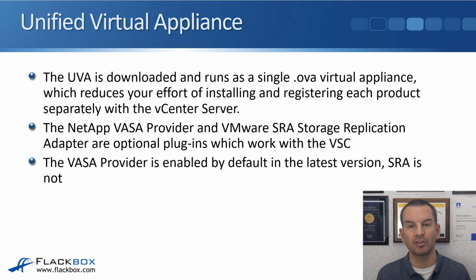So the way that it used to be done was that each of those 3 components used to come as a separate software package, and you had to download and install them separately, which was a bit inconvenient. But now with the new UVA, it comes as a single virtual appliance, and it all gets installed in one go, which makes it easy to do the installation. The NetApp VASA provider and VMware SRA storage replication adapter, that was the last 2 of the 3 components, are optional plugins which work with the VSC. The VASA provider is enabled by default. In the latest version, SRA is not.